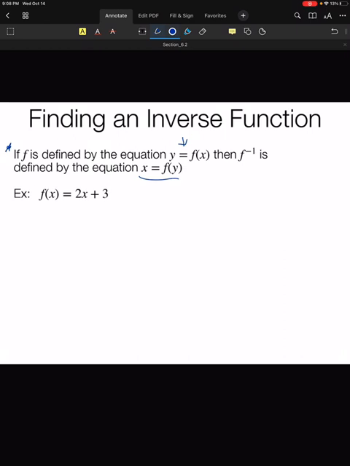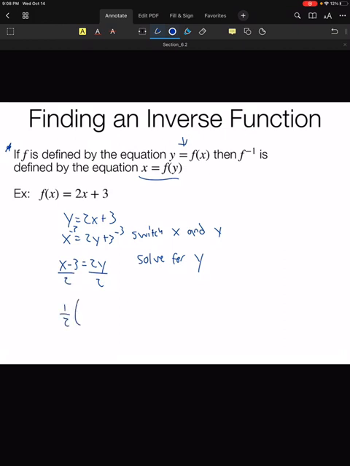So our function is 2x plus 3, and so really we should write y equals 2x plus 3. Then we're going to switch the x and y, and so we get x is equal to 2y plus 3, and then we're going to solve for y. So we subtract 3, and I get x minus 3 is equal to 2y, and then I divide by 2. And so I get 1/2 (x minus 3) is equal to y. Or you could rewrite that as y is equal to 1/2 (x minus 3). And so that is how we get an inverse function.